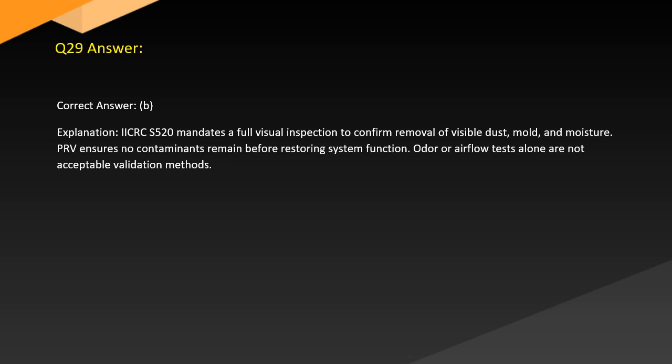Answer. Correct answer. B. Explanation. The standard mandates a full visual inspection to confirm removal of visible dust, mold, and moisture. PRV ensures no contaminants remain before restoring system function. Odor or airflow tests alone are not acceptable validation methods.